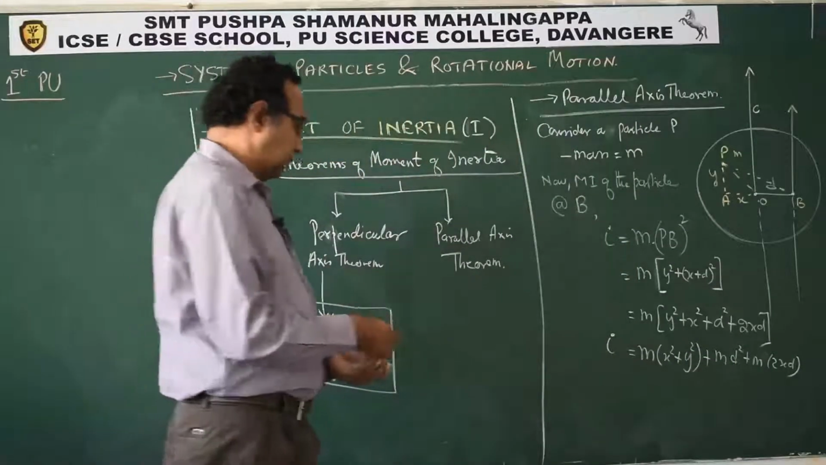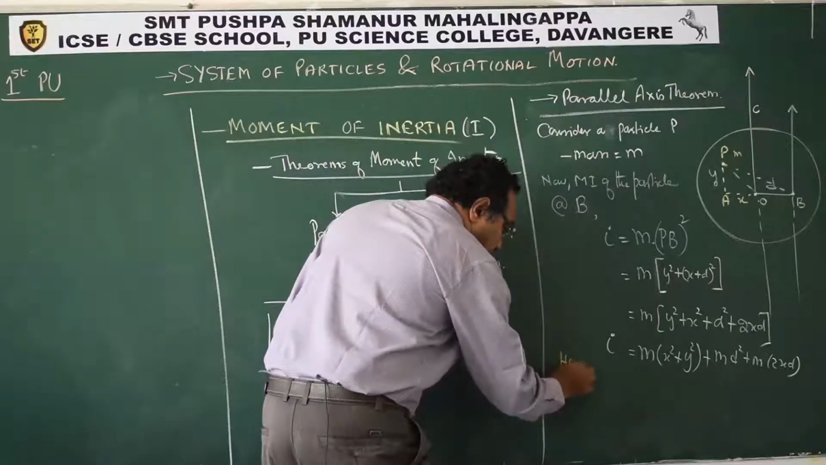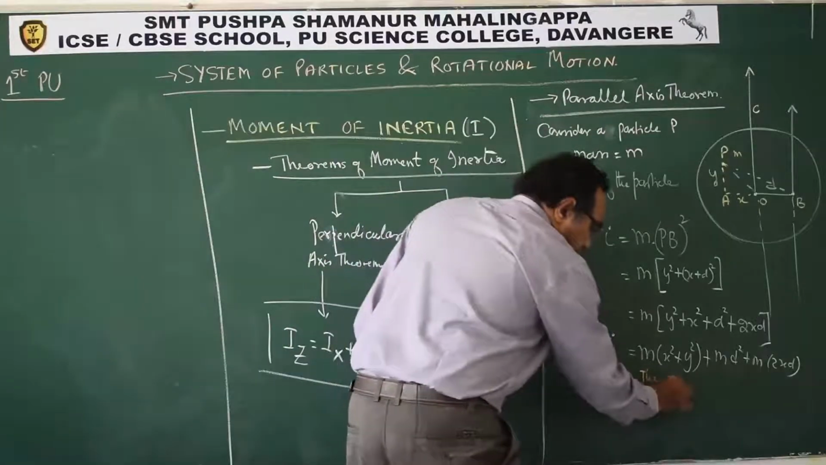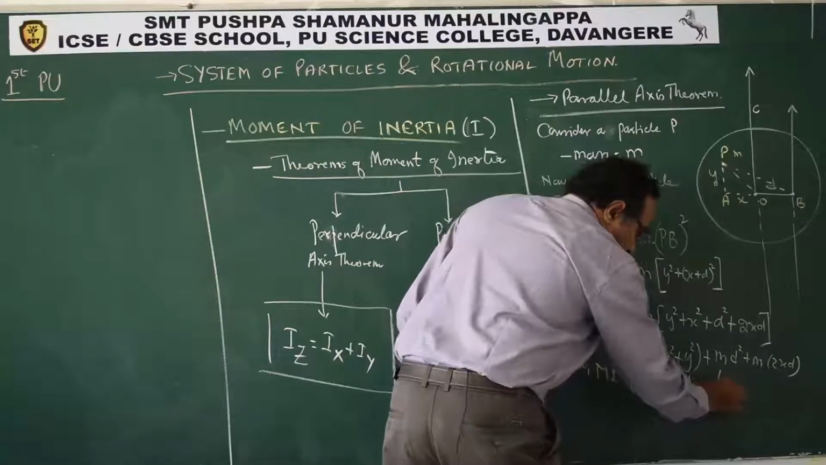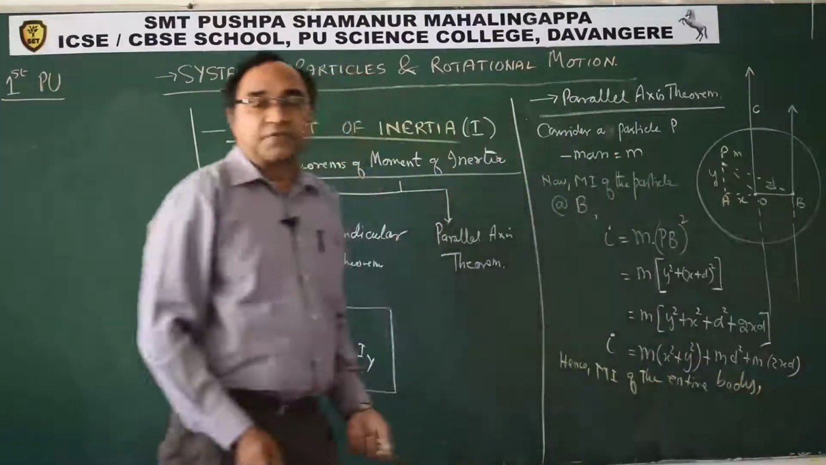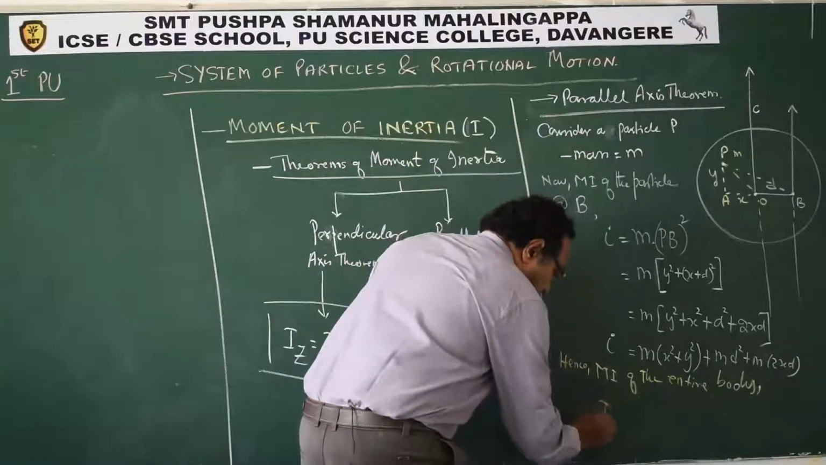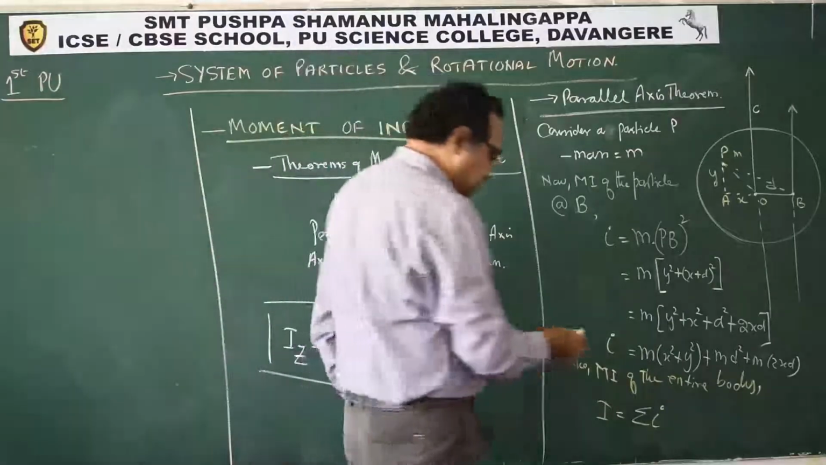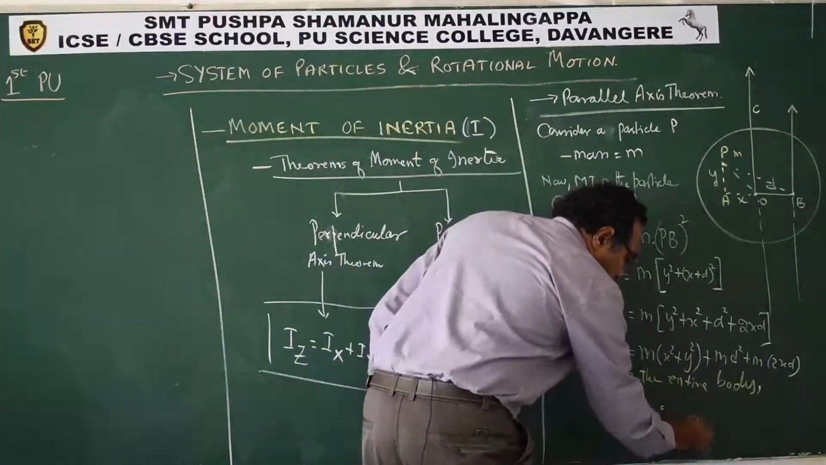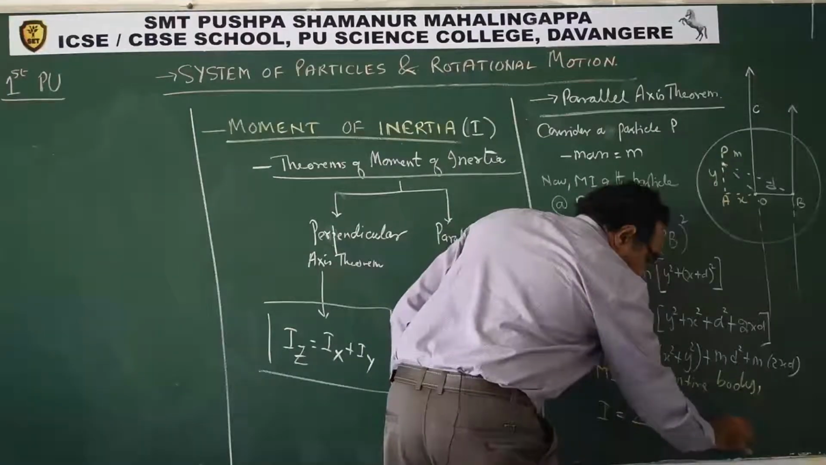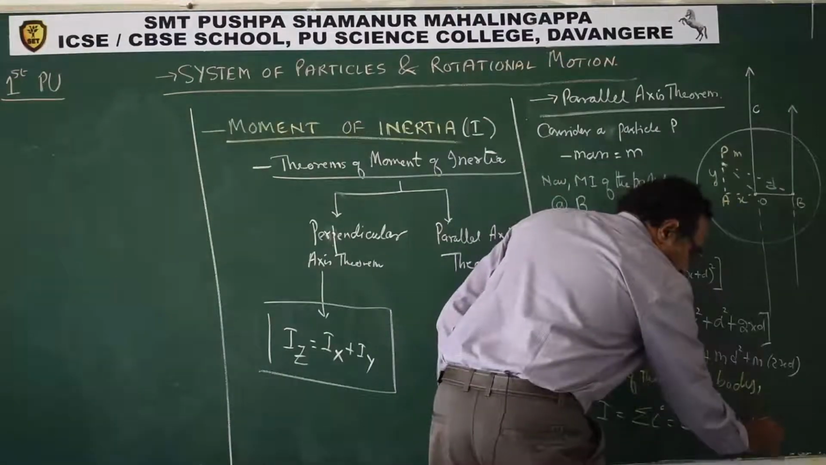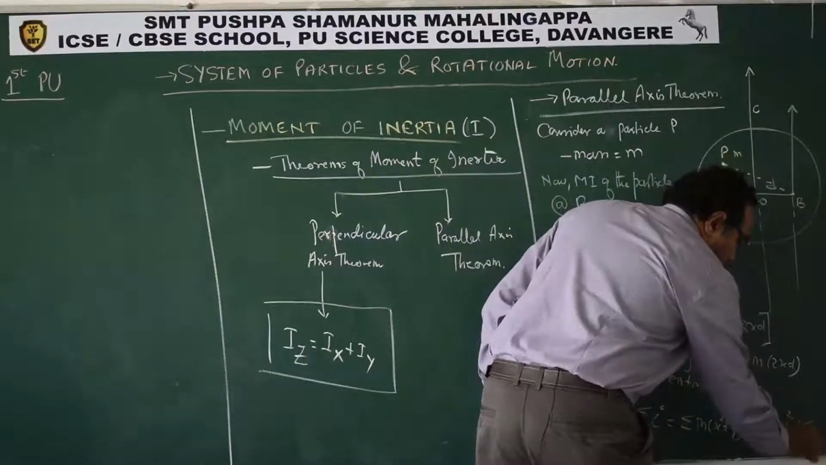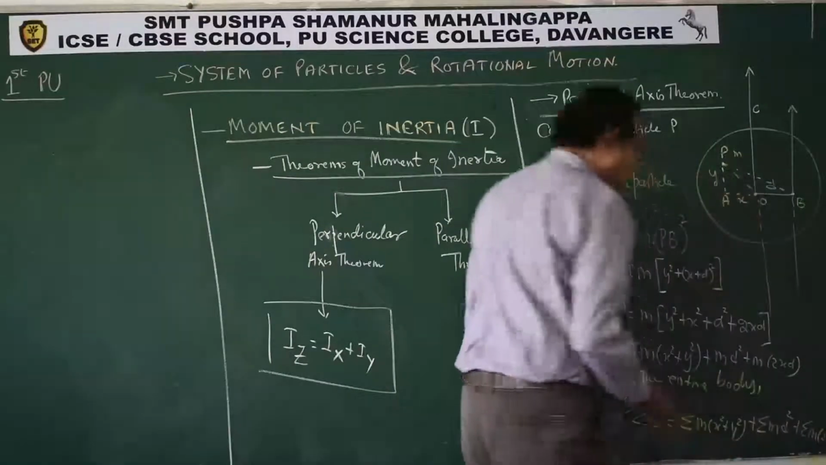Now the most important: moment of inertia of the entire body. What will be that? Sigma of I. Let us apply sigma to each term. So that is sigma of m times x square plus y square, plus sigma of m times d square, plus sigma of m times 2xd. This is what we have.